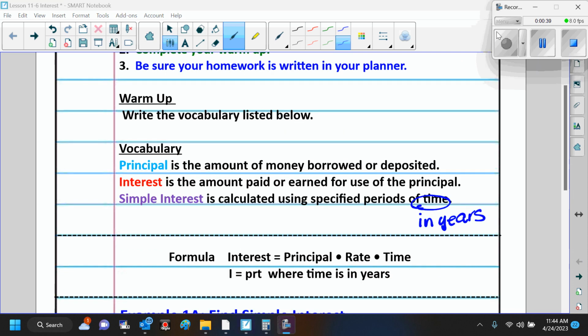Now, here is the formula, okay? It is interest is equal to the principal times the rate times the time. Make sure you write down the formula also. That is the formula in words. Here is the formula right here with variables. I equals PRT, where time, again, is in years.